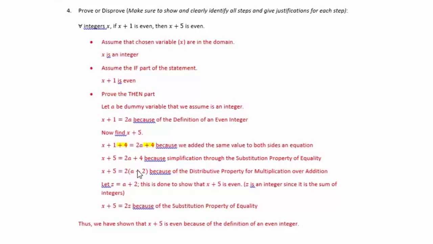Chapter 1, practice problem number 4. We want to prove or disprove: again, this upside down A means for all integers x, if x plus 1 is even, then x plus 5 is even.